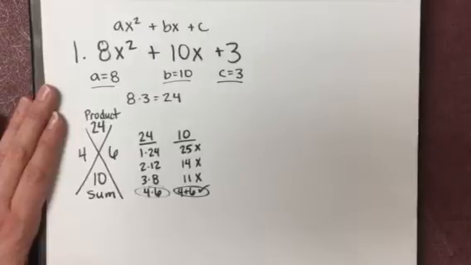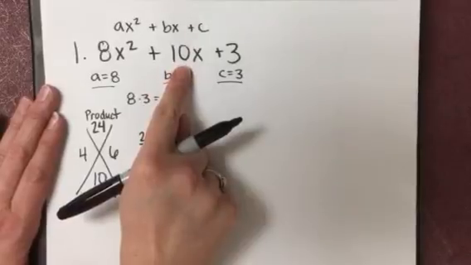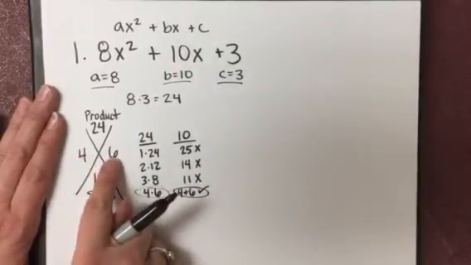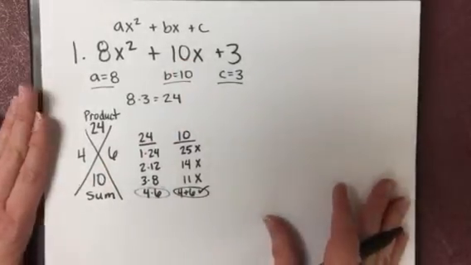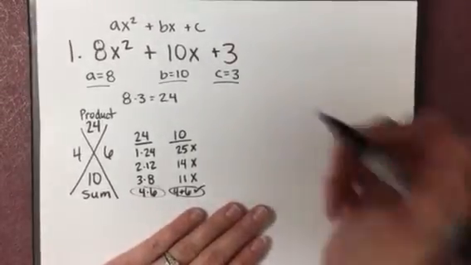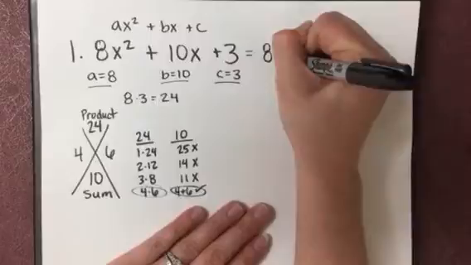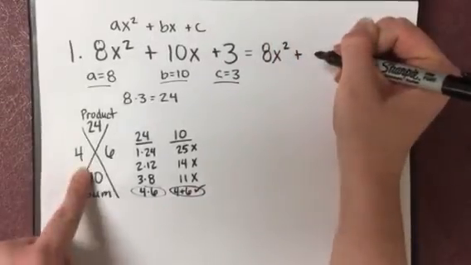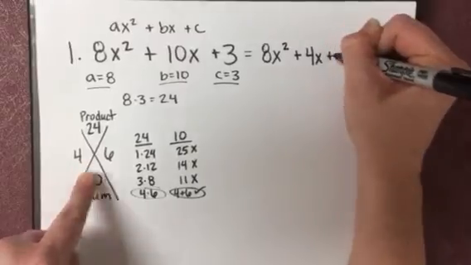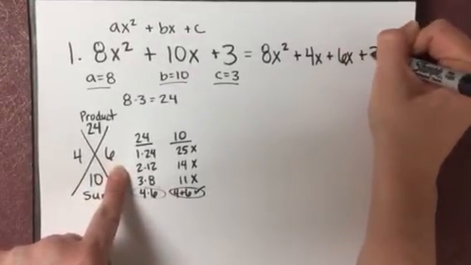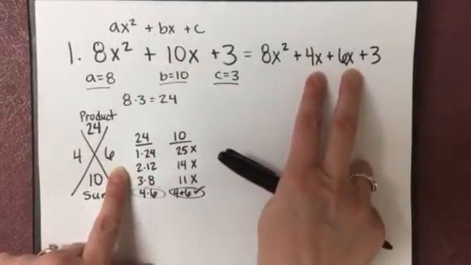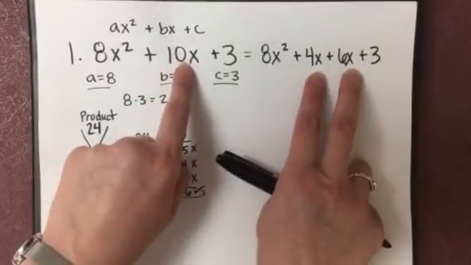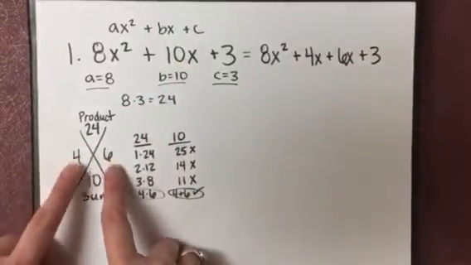You will then use those values to rewrite the bx term using 4 and 6, and don't forget to use the variable x with those numbers. So we can rewrite the trinomial as 8x squared plus 4x plus 6x plus 3. Notice we take the 10x and separate it as the two terms, 4x and 6x, which still gives you a sum of 10, but we're using those numbers because it works for our product and sum.